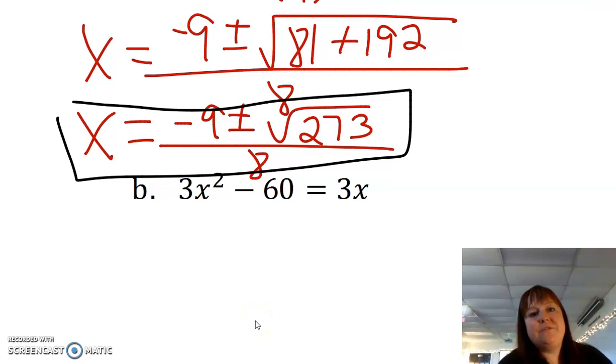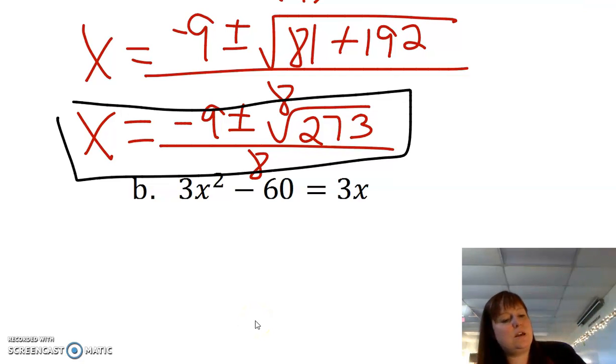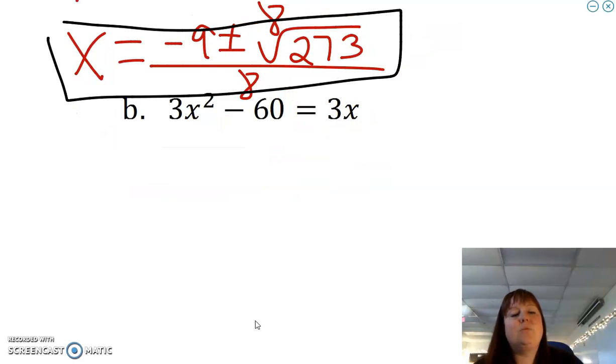All right, let's solve some more stuff. Okay, so here is another one, and we're just going to solve this quadratic. Remember, when we're solving a quadratic, we're looking for the zeros. We're looking for where it crosses the x-axis, the solutions, the intercepts, all of those words mean the solutions to a quadratic.